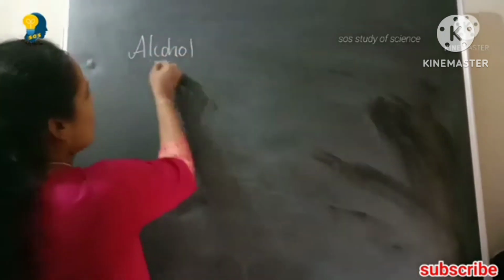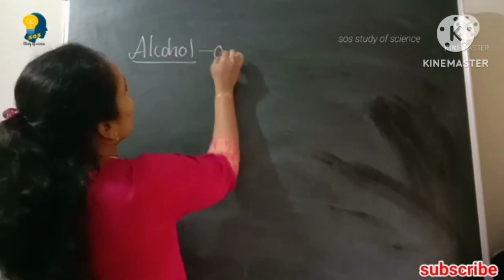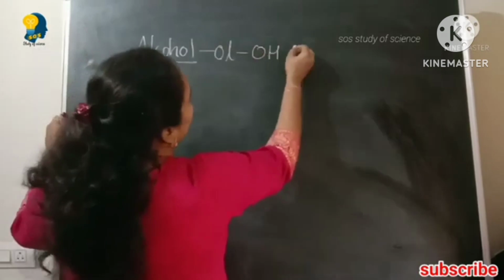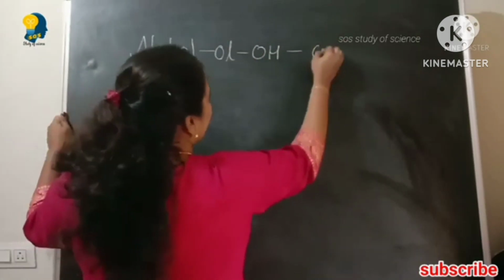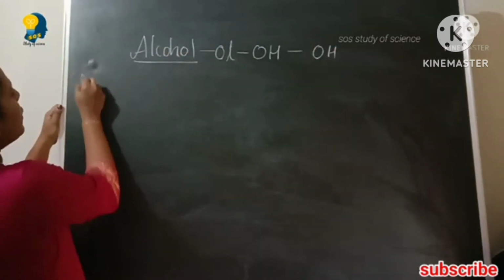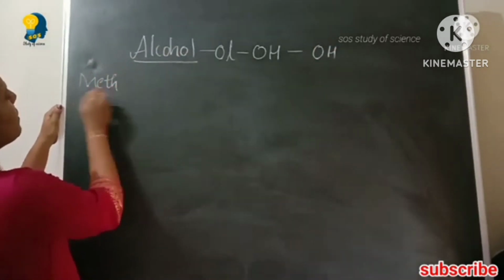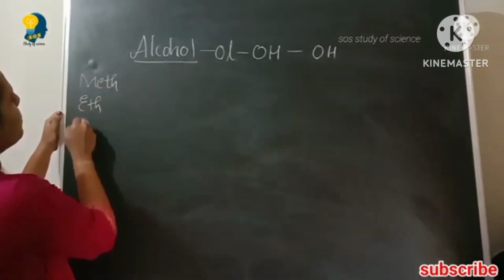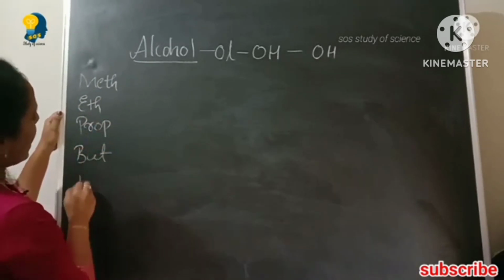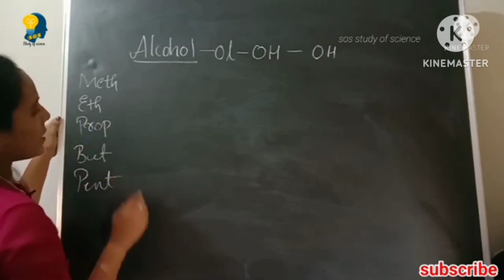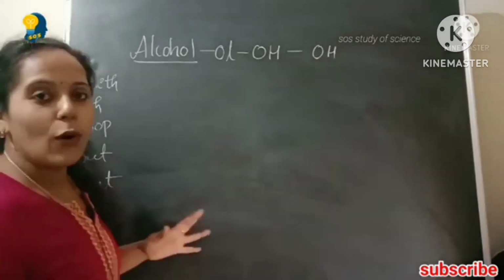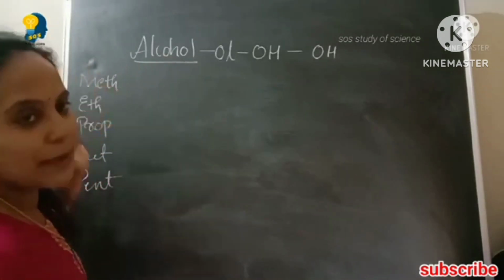See, alcohol, I told you, in the name it is OL, in the molecular formula it is OH, and even in the structural formula it is OH only. So let me write word roots once again. Word roots start always from meth, eth, then prop, and then but, and then pent. Okay, so these are the word roots. Fine. So now when I talk about alcohol, the first member of alcohol is meth.